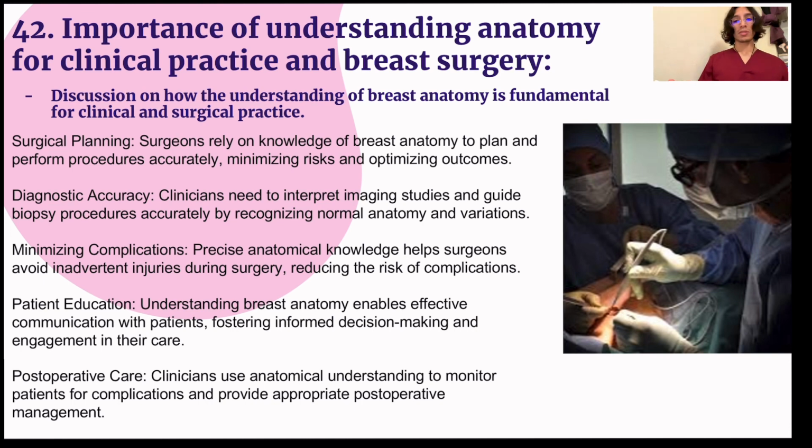Patient education. Understanding breast anatomy enables effective communication with patients, fostering informed decision-making and engagement in their care. Postoperative care. Clinicians use anatomical understanding to monitor patients for complications and provide appropriate postoperative management.